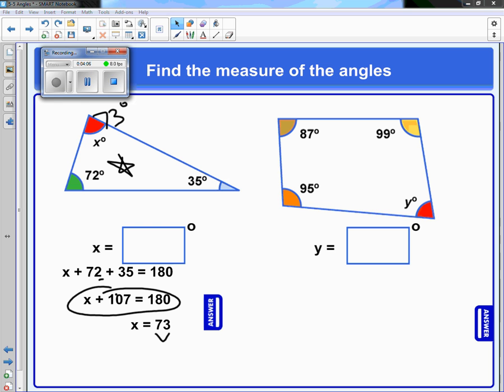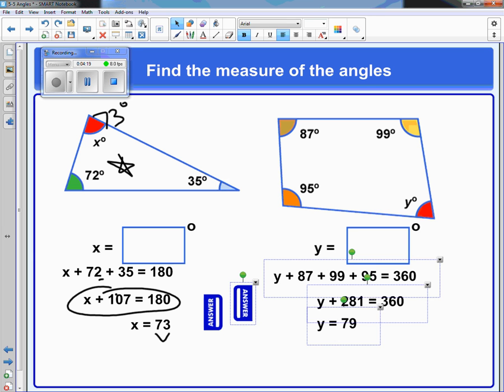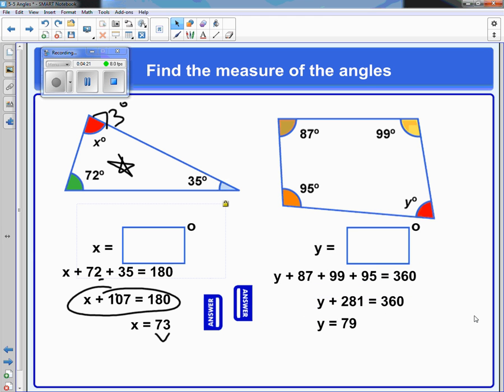Okay, so someone give me an algebraic expression. Y plus 87 plus 99 plus 95 should equal 360. I put those angles together, and I can subtract from both sides. It should be 79. Okay, does this make sense so far? So my triangle, I have 180 degrees. My quadrilateral, I have 360 degrees.